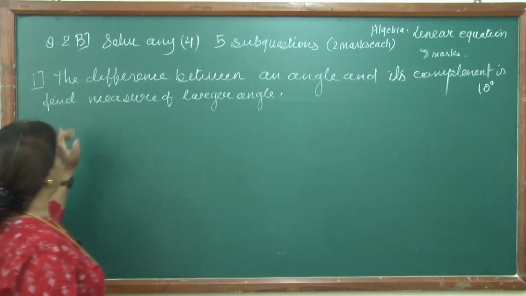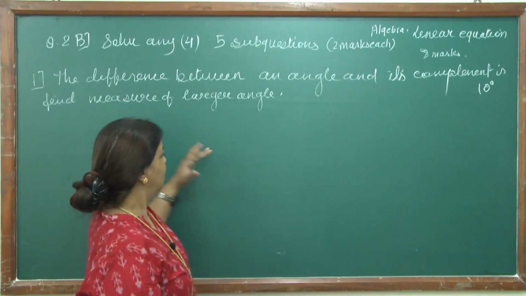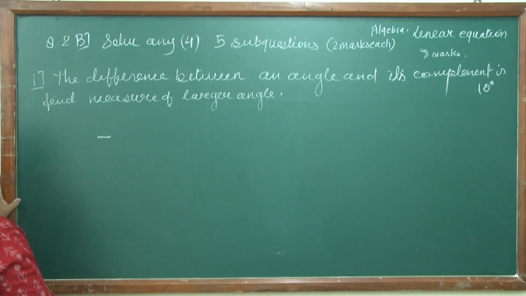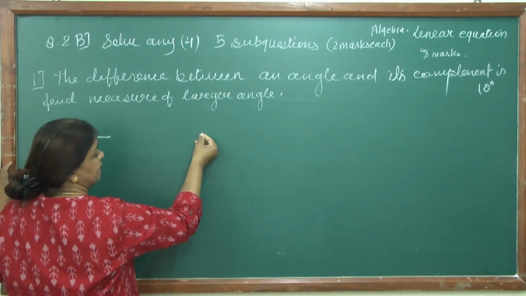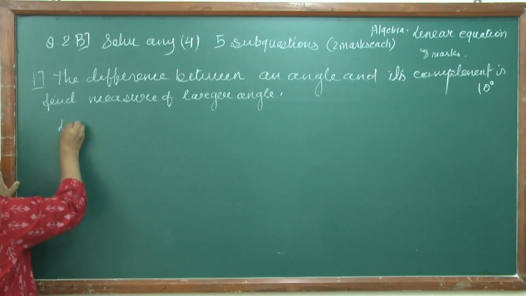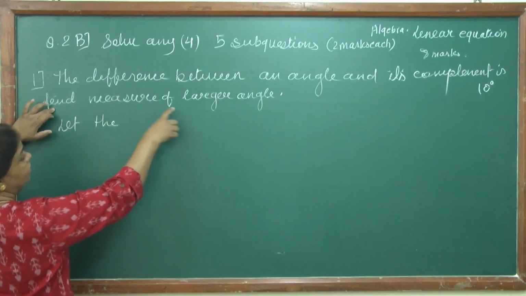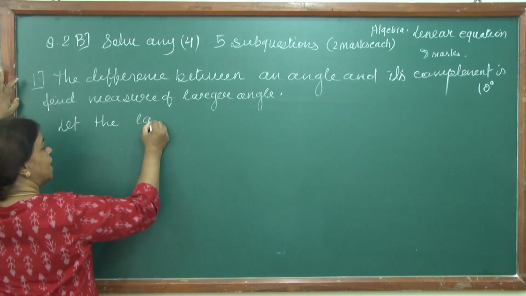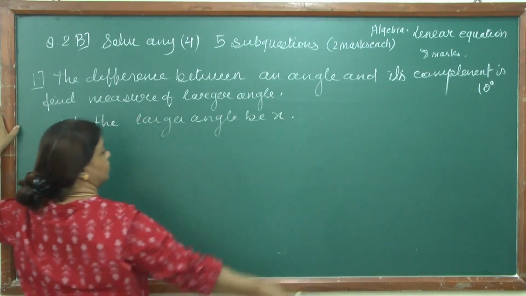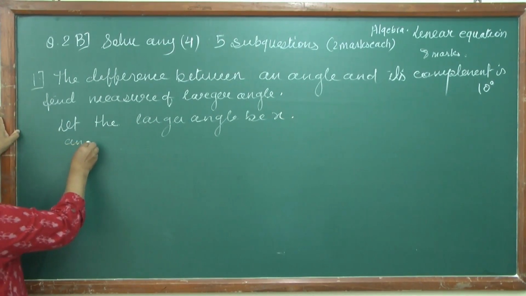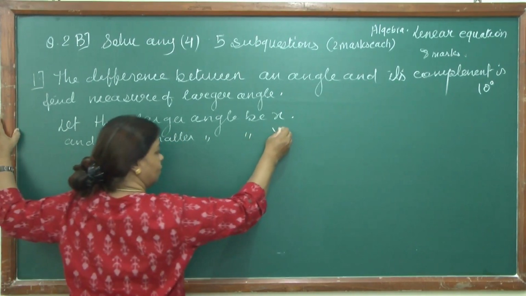Okay. Now the first question: the difference between an angle and its complement is 10. Difference means what? Minus. Between an angle, any angle, and its complementary angle is 10. So let there be 2 angles, you have to find out the measure of the larger angle. Let the larger angle be x and the smaller angle be y.